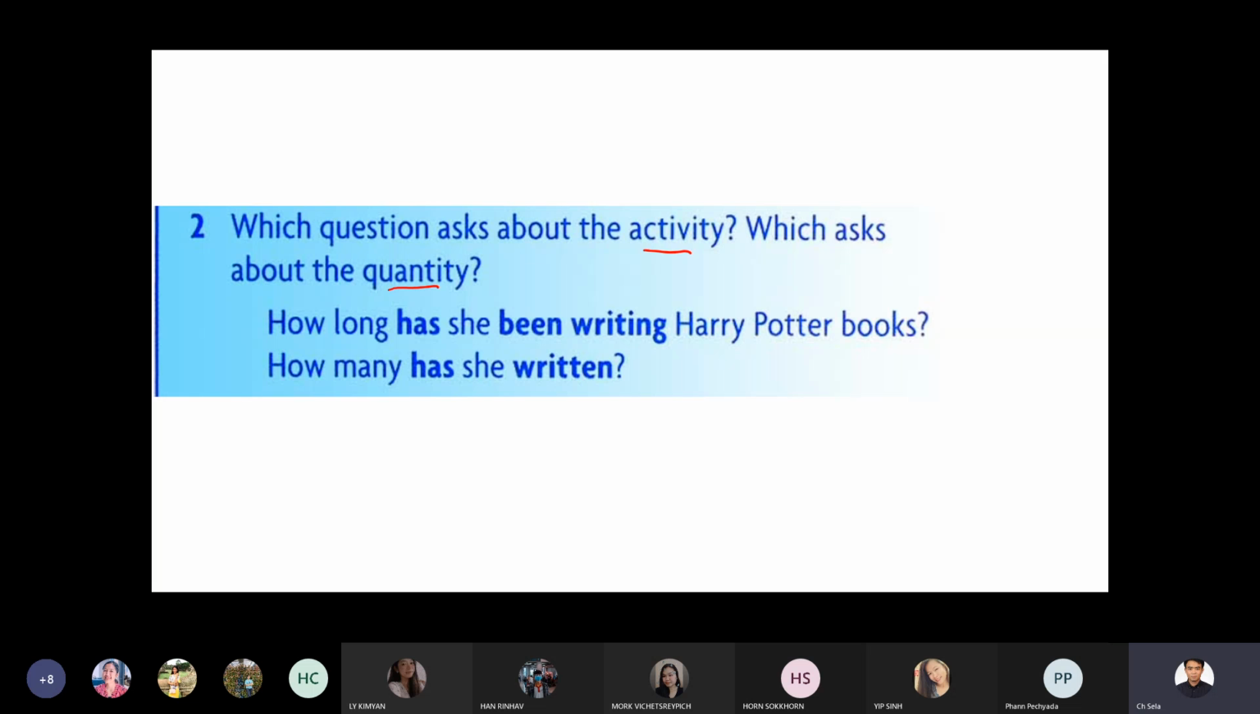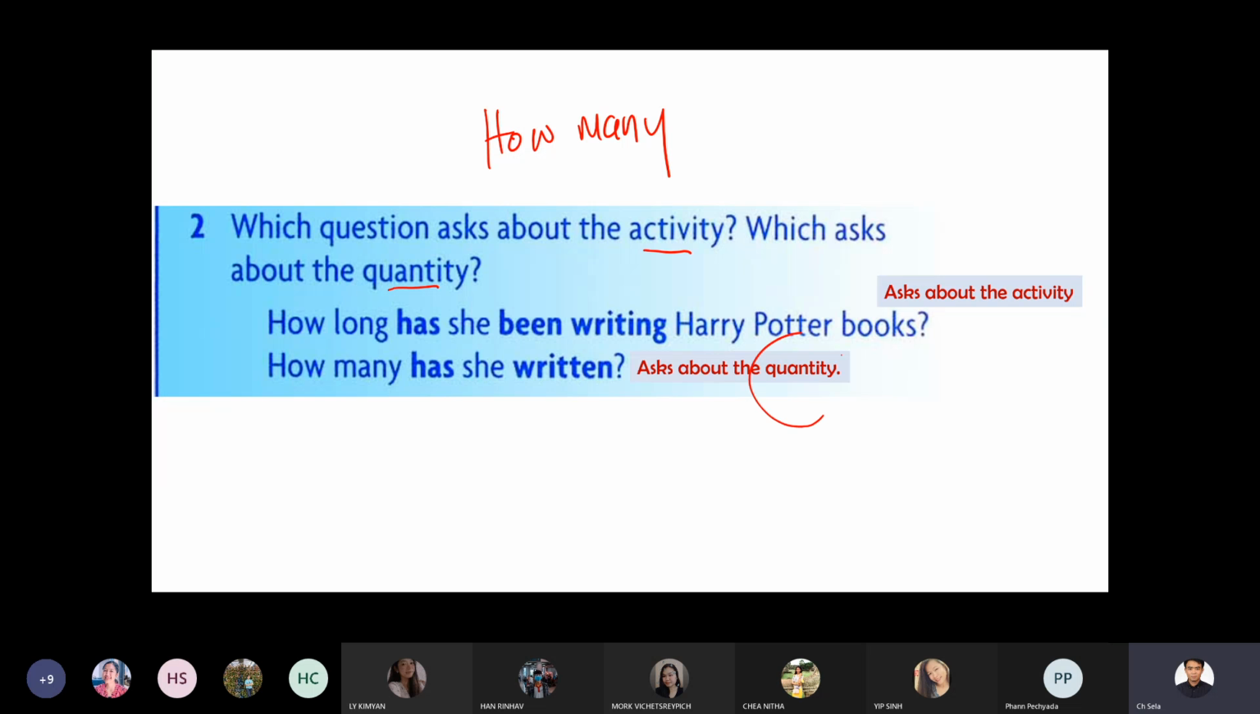So which one is about activity? I think the first question. The first one is activity and the second one is quantity. All right, you see "how many"? We know this is about quantity, right? How many books have you read? How many schools have you studied? How many pages have we covered? So this is all about quantity, not activities. Okay, so you have to remember that. "How many" is used with quantity, not activity. All right. Any questions with this slide?